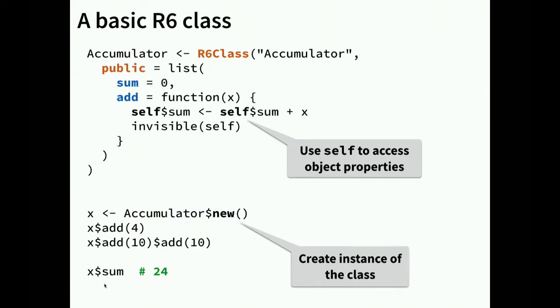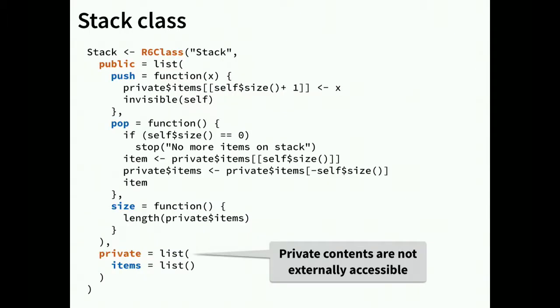Now, for an example that's a little bit more useful, here's an example of a stack. In Shiny, we use stacks to keep track of various bits of state. And I won't go into the details of this code, but the important things are that there's some public methods here. Push, you push things on the stack. Pop, you take the top item off the stack. And size is a method that tells you how many items are in the stack.